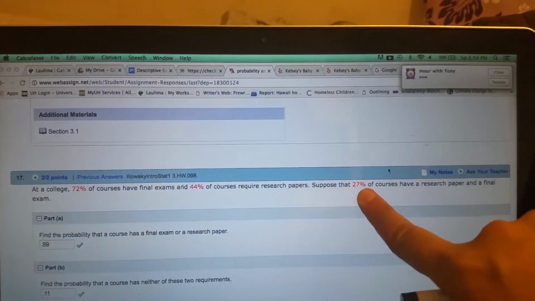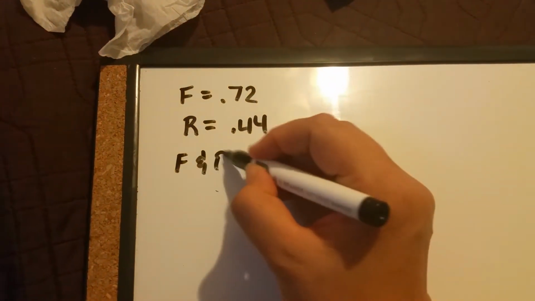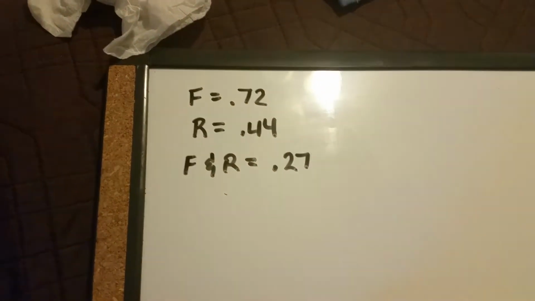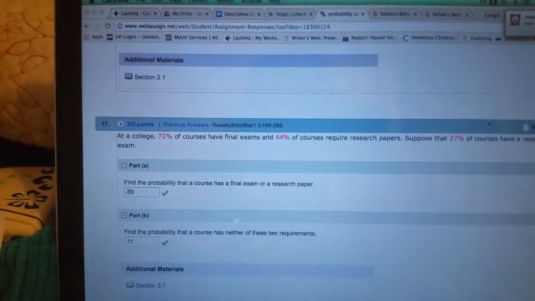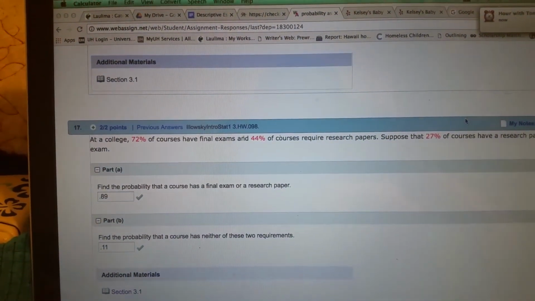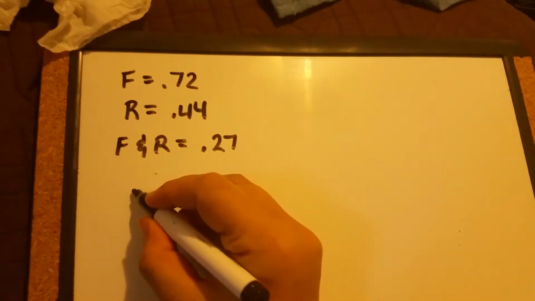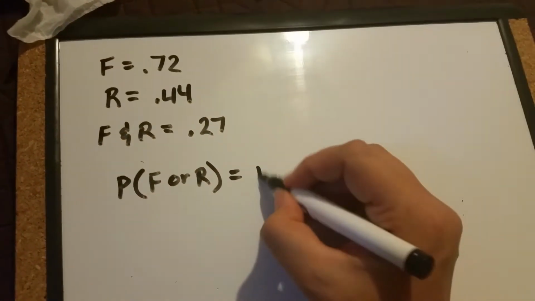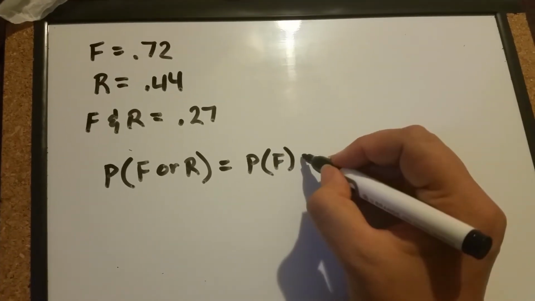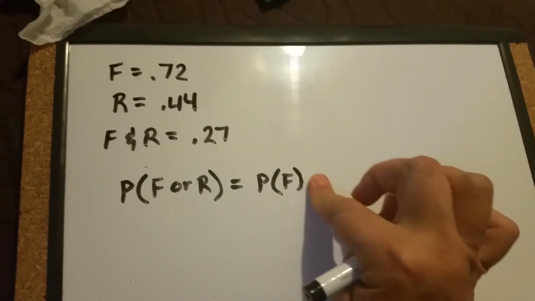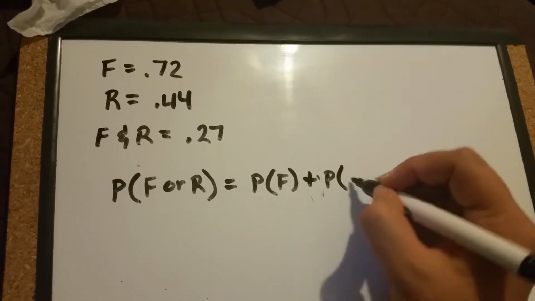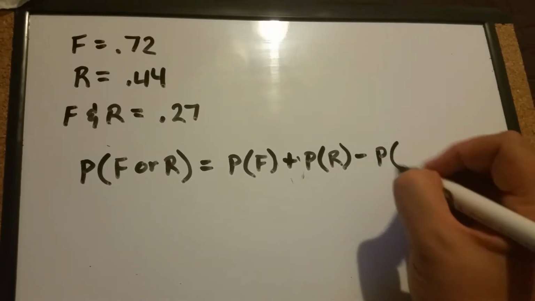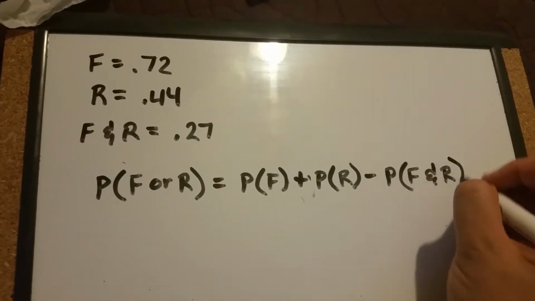And then suppose that 27% of courses have a research paper and a final exam. So 27% have both. So we know that F and R equals, for me, 27%. So find the probability that a course has a final exam or a research paper. Okay, we've got the probability of final exam or research paper. Again, we're going to get really good with these formulas. P, the probability of the final exam, plus the probability of the research, minus the probability of F and R together.